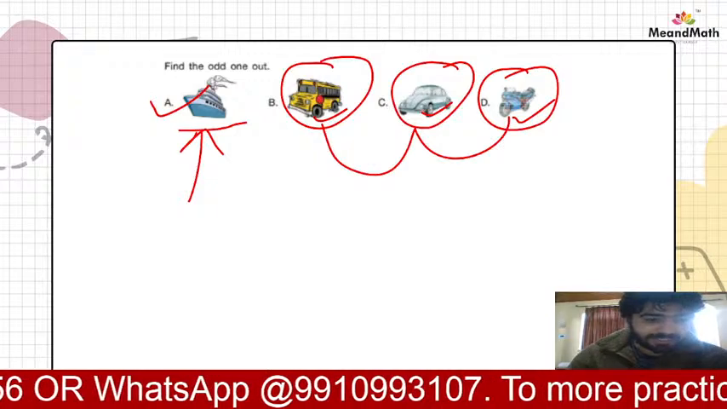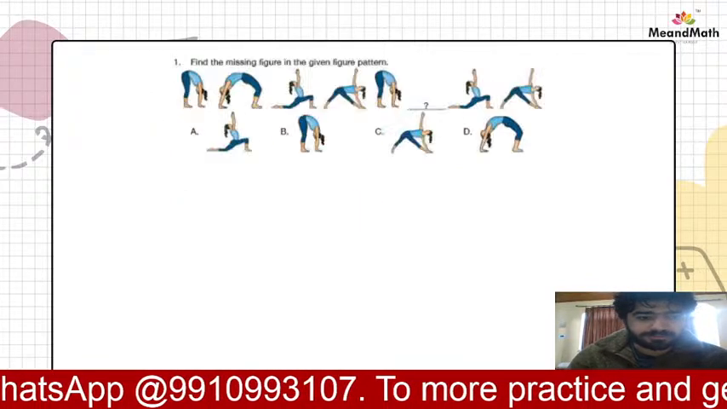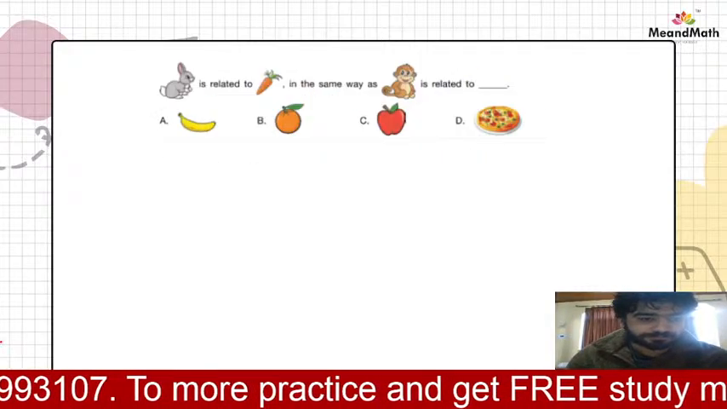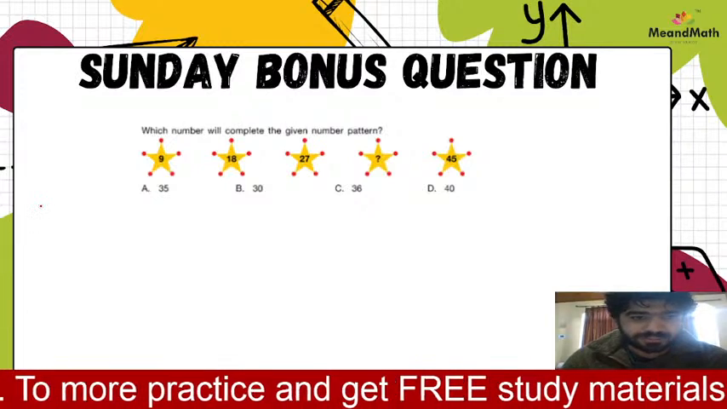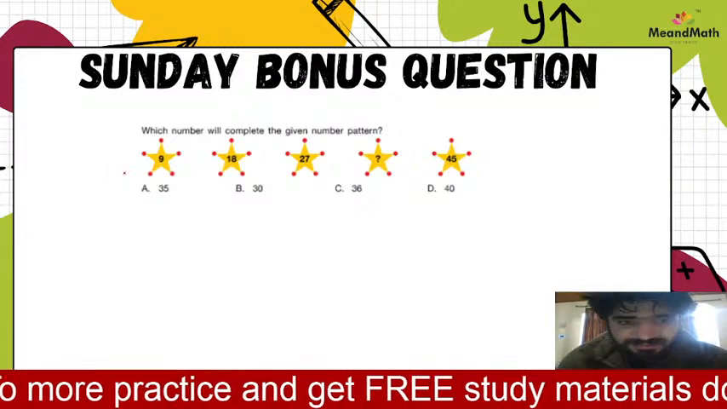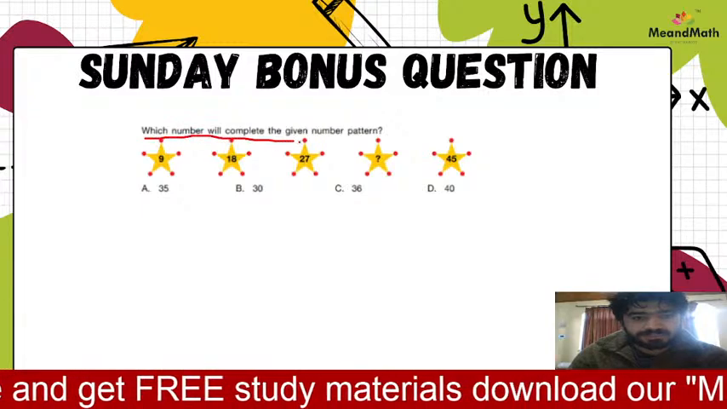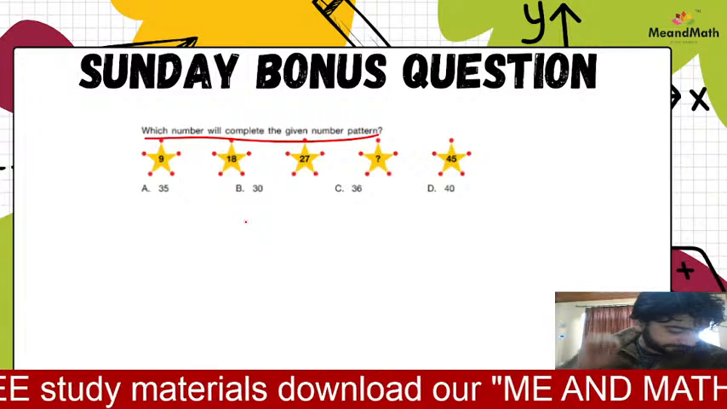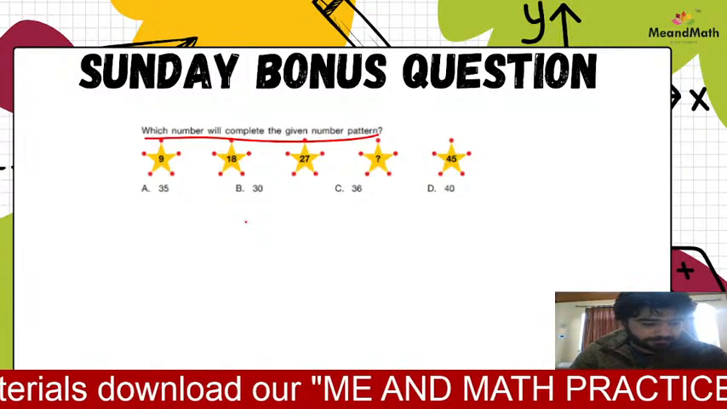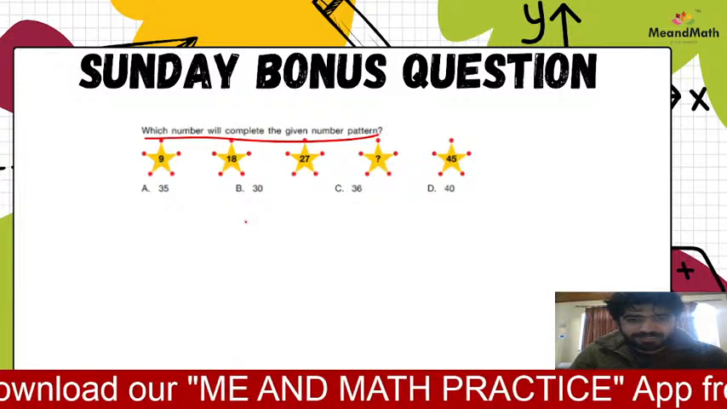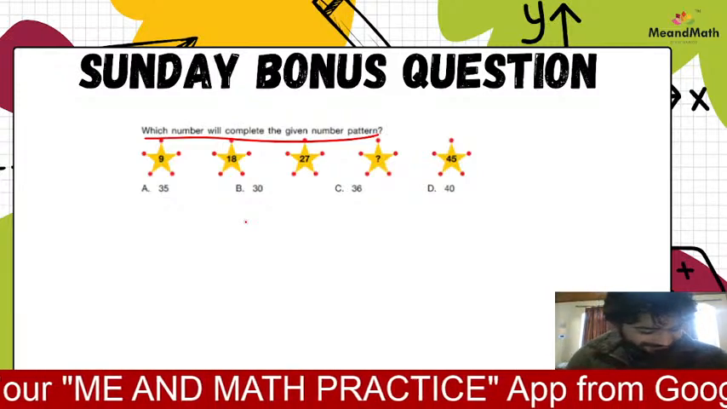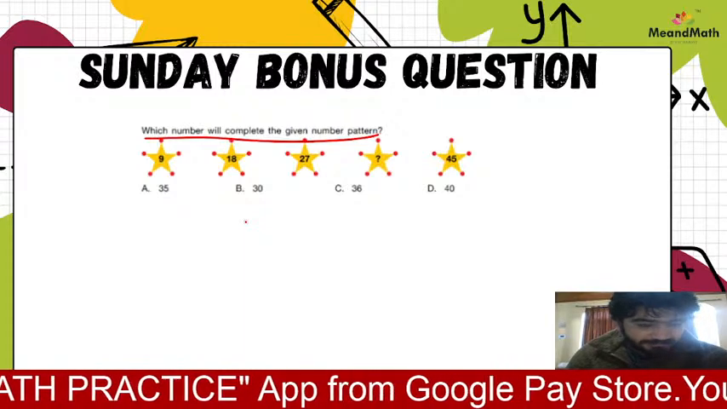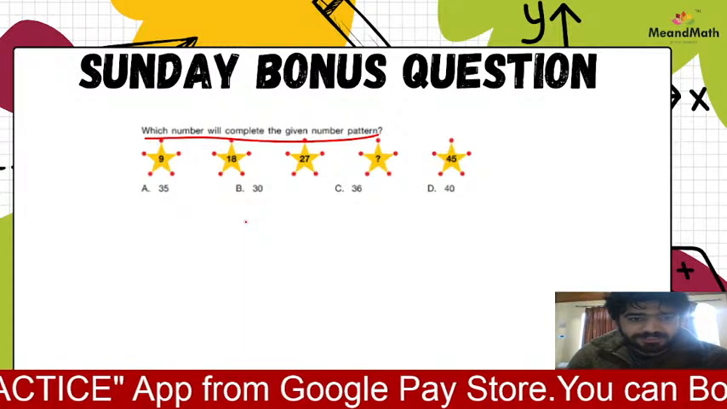So I think we have time for one more question, which will be the Sunday bonus question. We'll do the Sunday bonus question. So it is here. Now, who will tell me which number will complete the given number pattern? Now tell me. Yes, Krish, you have been really good today. Come on, finish it off with a big 6, I would say. Which number will complete the given number pattern?